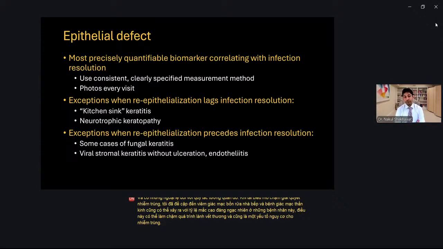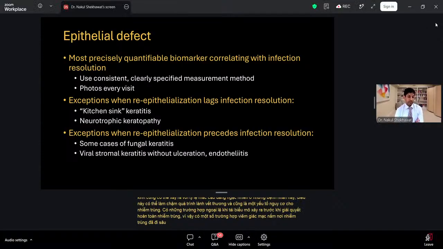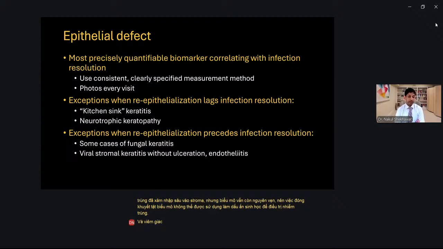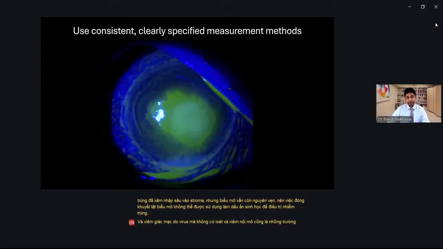There are exceptions when reepithelialization precedes complete infection resolution. So there are some cases of fungal keratitis where the infection has gone deep in the stroma, but the epithelium is intact. So the epithelial defect closure cannot be used as a biomarker for infection treatment. And viral stromal keratitis without ulceration and endotheliitis are also obvious cases where the epithelium can be intact.